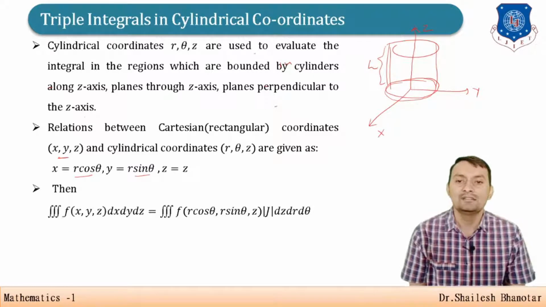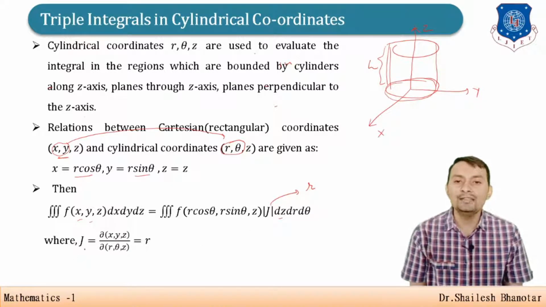So our triple integration f of xyz dx dy dz will be the triple integration f of r cos theta, that is x, y is equal to r sin theta, z is equal to z, and this is a Jacobian because we are transforming xy to r theta only, since z is z, that is the same. Therefore the Jacobian J will be r, and then dz dr d theta. So first we will integrate with respect to z, then r, and then theta. Also you can assume that that is the Jacobian J.